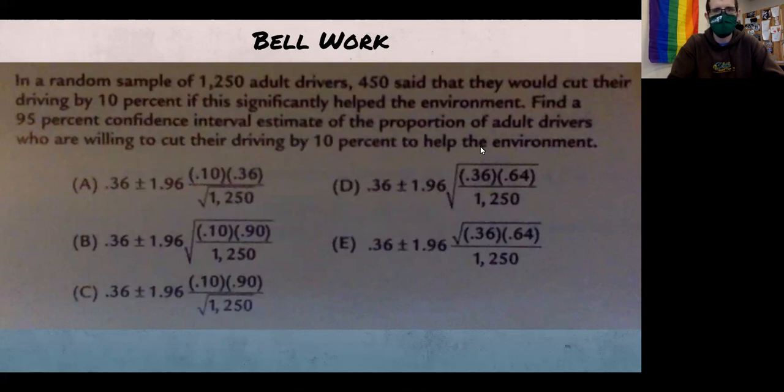Okay, so let's look at this real quick, and we'll figure out why it's one versus the other. I was supposed to close down the poll. I don't think I did. Okay, there it is.